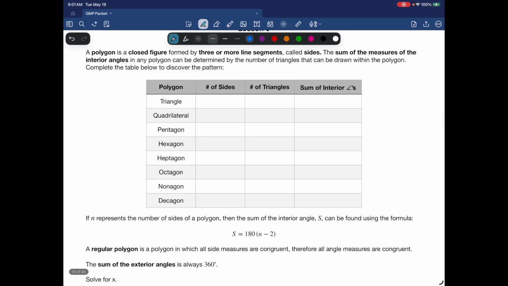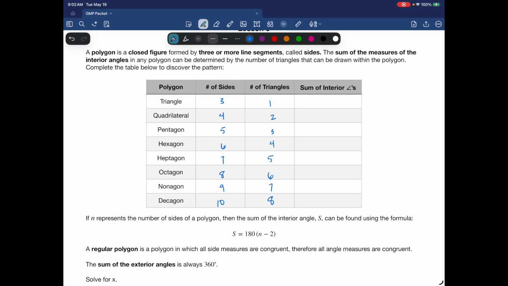For a triangle, you have three sides. For a quad, you have 4. Pentagon, you have 5. Hexagon, you have 6. Heptagon, you have 7. Octagon, you have 8. Nonagon, you have 9. And decagon, you have 10. And you can go higher, but this is enough to show the pattern of what we're trying to get at. So you have a number of triangles. You have one triangle, you have two triangles, 3, 4, 5, 6, 7, and 8 triangles.